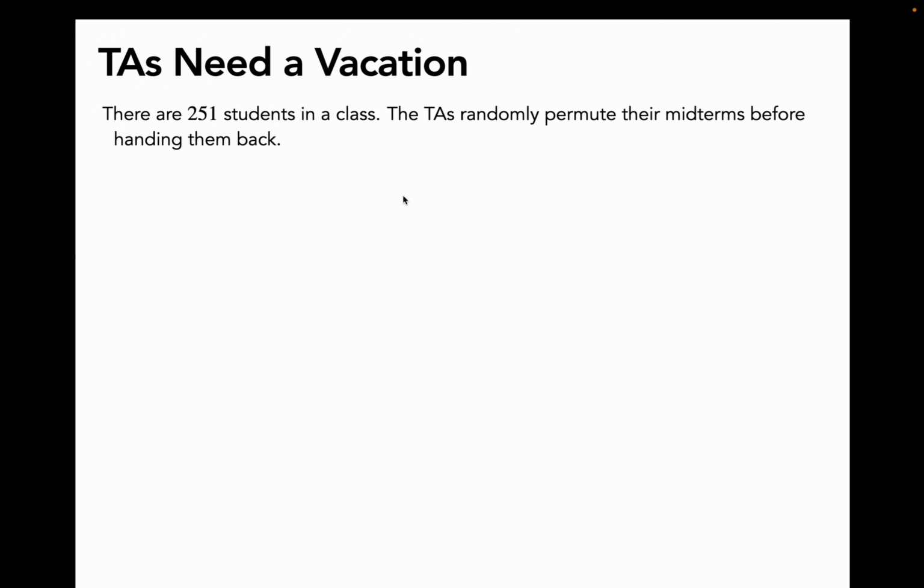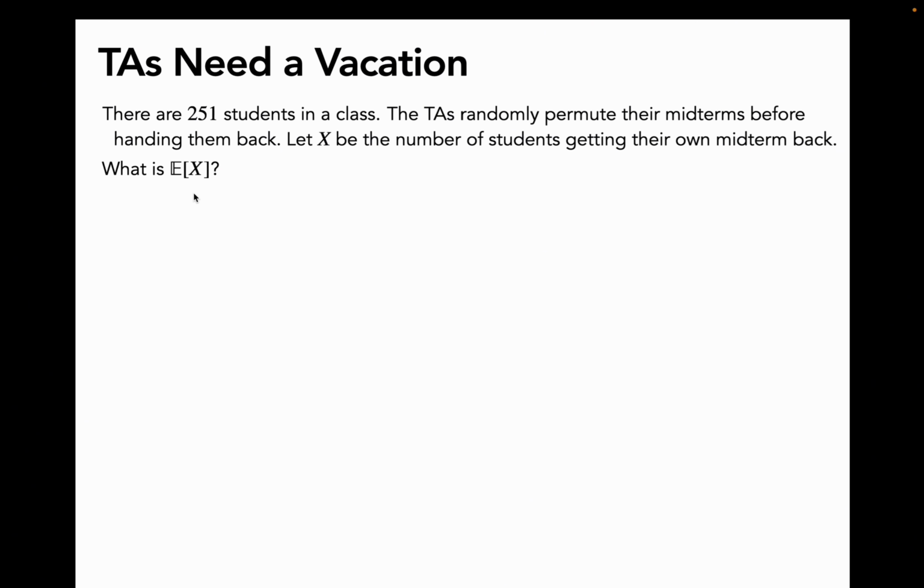TAs need a vacation. There are 251 students in a class, and the TAs are so tired and so in need of a vacation that instead of handing back the midterms properly, the TAs randomly permute the midterms before handing them back. Let X be the number of students getting their own midterm back. What is the expected value of X?